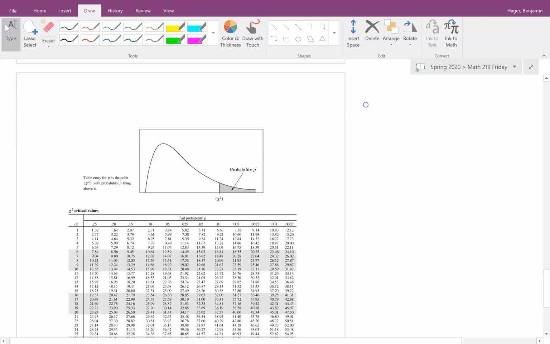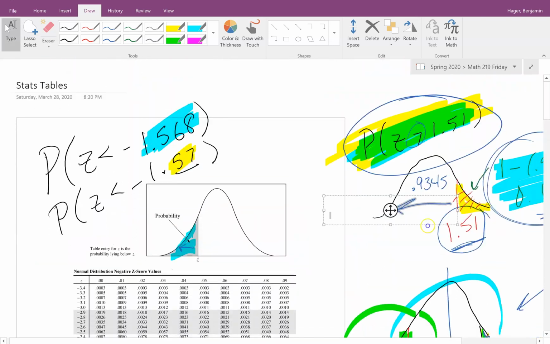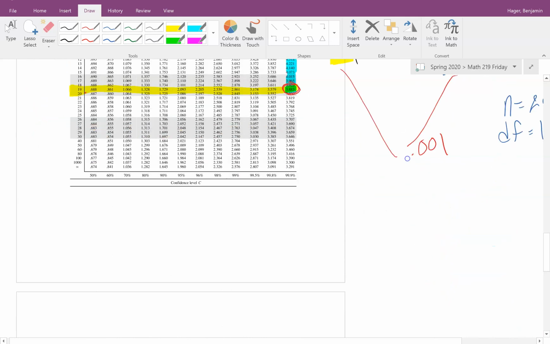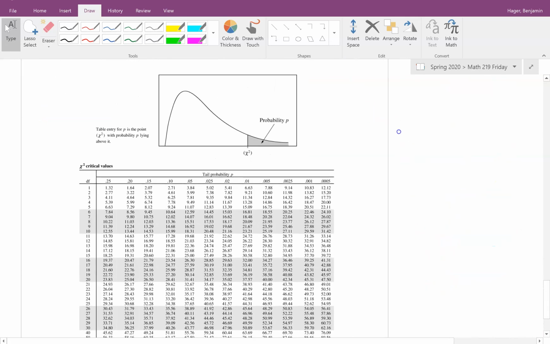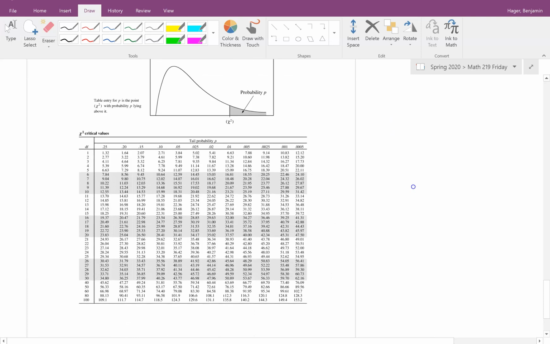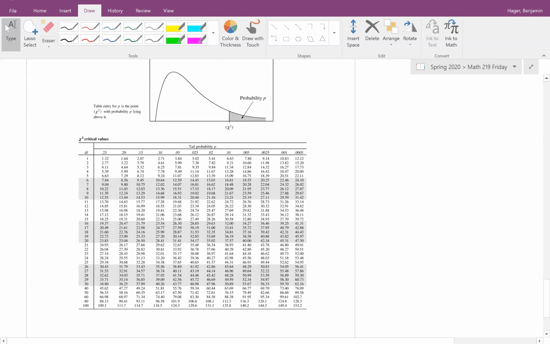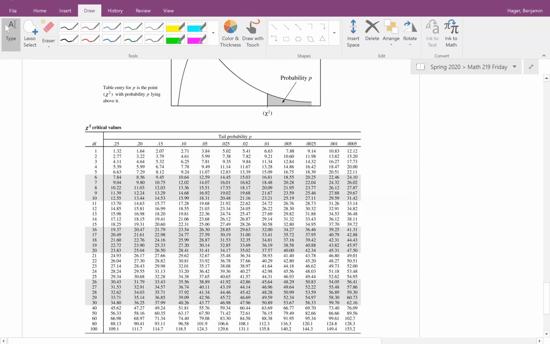I already scrolled down to it. For your stats tables, you have two z tables, a t table, and then at the bottom is your chi-squared distribution table, okay? So the first thing is I have to settle on what degrees of freedom I have. There were 6 different colors of M&Ms, right? So that means K is 6, and your degrees of freedom is always one less than that. So I have 5 degrees of freedom in this problem. Okay, so I'm going to find 5 degrees of freedom.